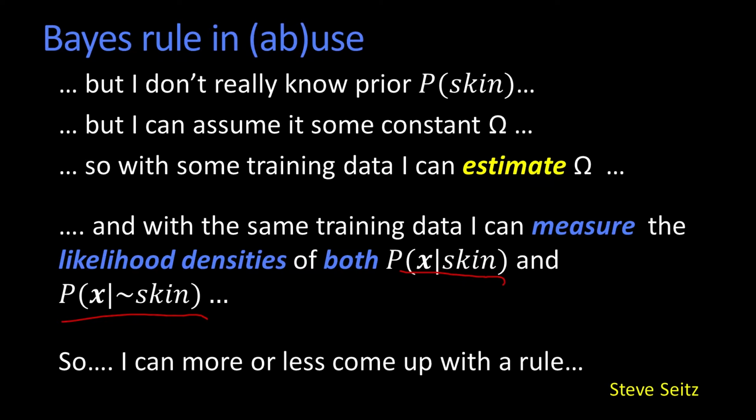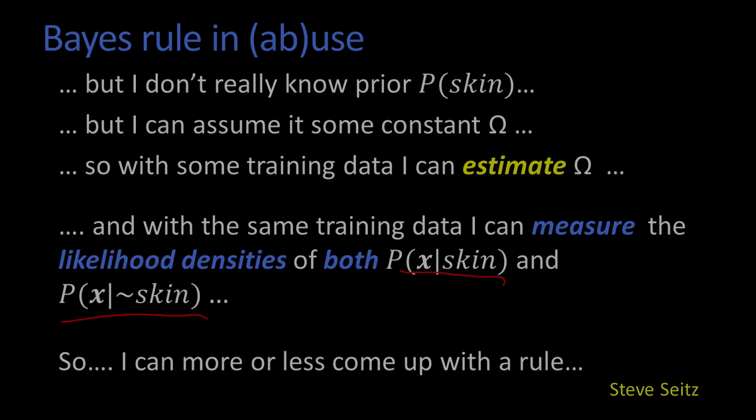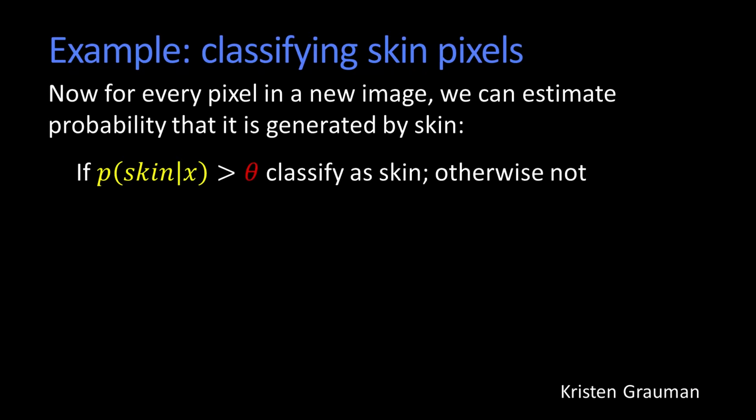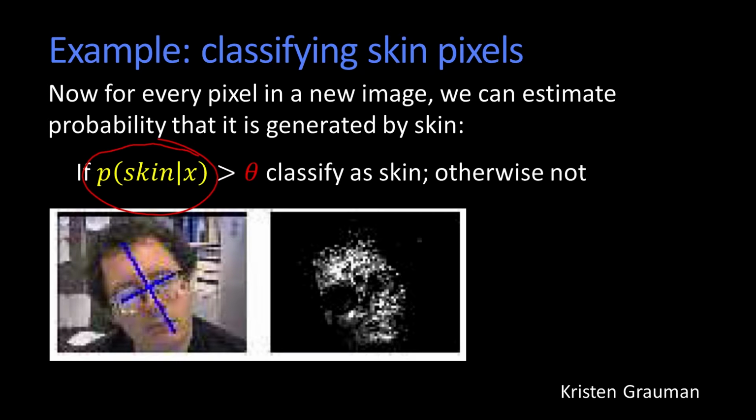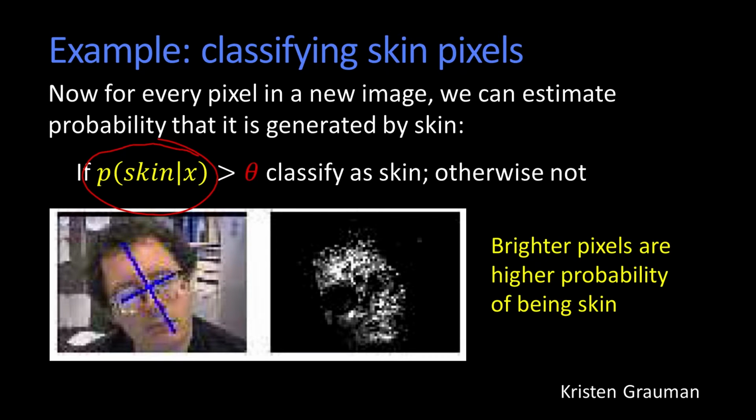All right, which means I can more or less come up with a rule. Basically, I've got my priors, I've got my likelihoods, so I can just evaluate P of skin given x, and if it's bigger than some number, some theta, I'm going to classify this thing as skin. That's it. Given some new image, I want to label all my pixels. And here's a picture. This is actually a picture of Gary Bradski. The thing on the right is showing you the probability of something being skin.